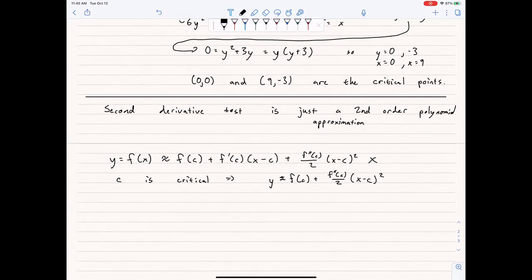But you'll notice what this is, right? f of C is a number, and f double prime of C is also a number. And if it's positive, then you get a parabola that looks like this, shifted up or down over C. And if it's negative, you get a parabola that looks like that. And so that tells you that the sign of the second derivative in one variable is telling you the shape of the second order approximation and giving you a local min or a local max. Okay?